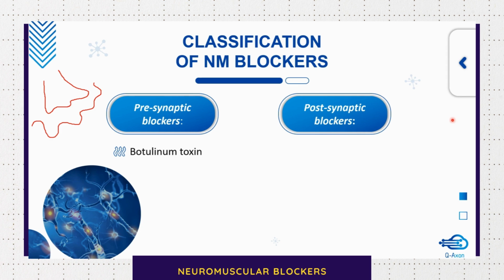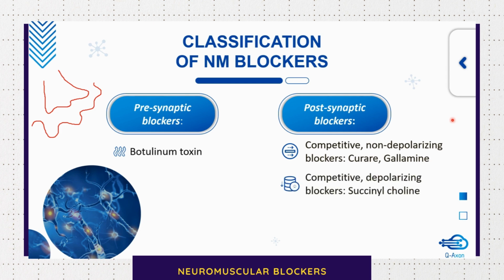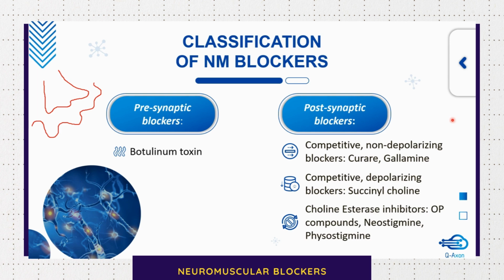Postsynaptic blockers are further categorized into competitive non-depolarizing blockers such as curare and gallamine, competitive depolarizing blockers such as succinylcholine, and finally, cholinesterase inhibitors such as organophosphate compounds, neostigmine and physostigmine. Let us now study these molecules in more detail.